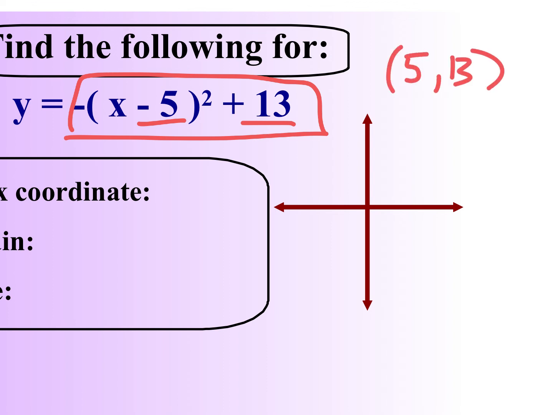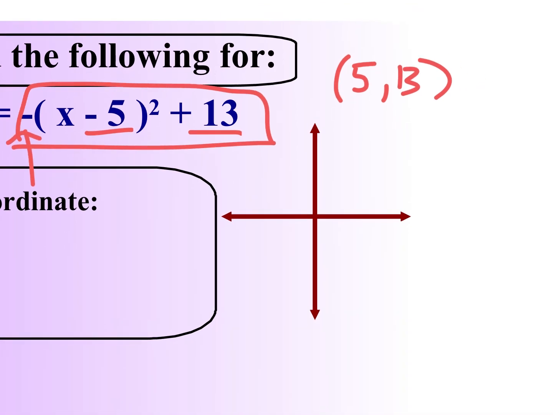5 comma 13. So I know where the vertex is. I know it's upside down. And that's all I really need to be able to make a graph of this thing. It looks like that, because I know the vertex and I know it's upside down.